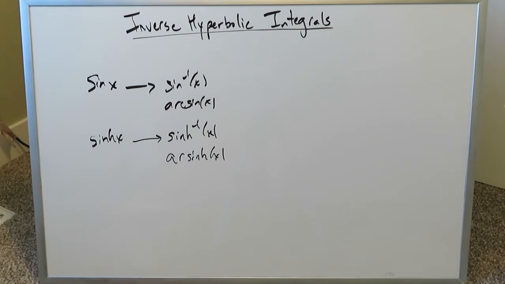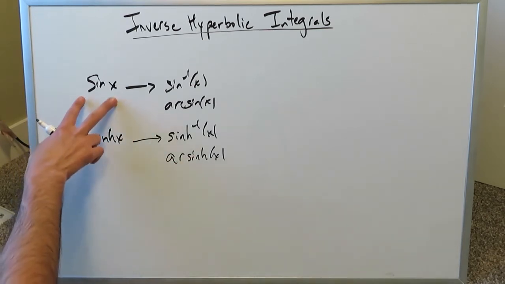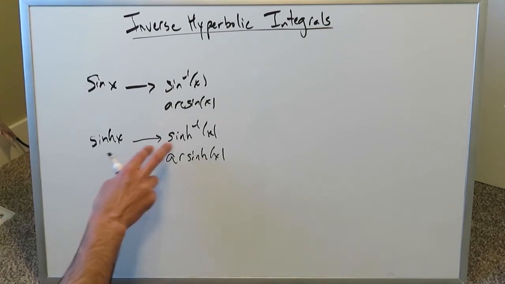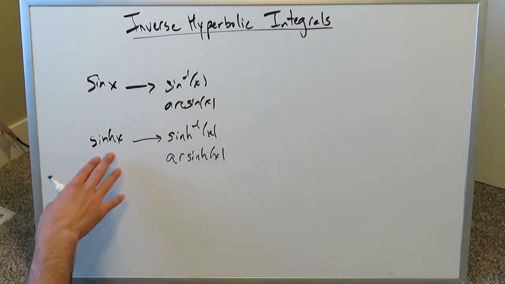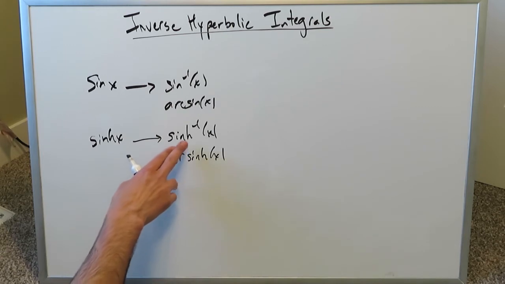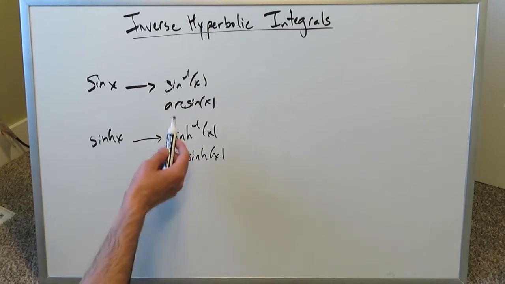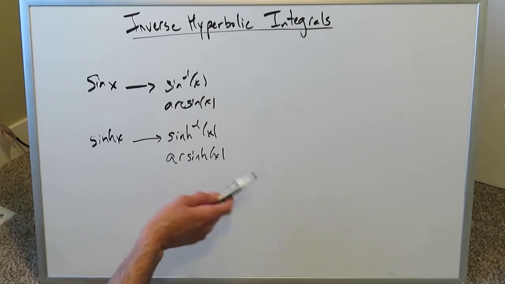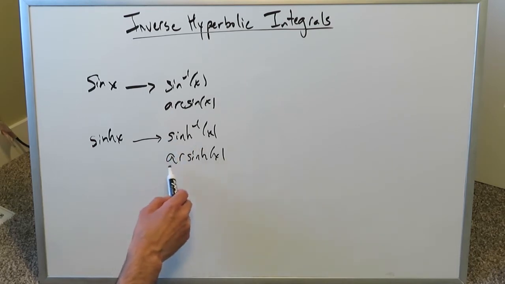That again stems from the relationship that the regular functions and their inverses have with the unit circle, and that the hyperbolic functions and their inverses have with the hyperbola. So don't make this error in judgment of putting an arc over here when you're talking about inverse hyperbolics. You can either go with this or you can go with that.